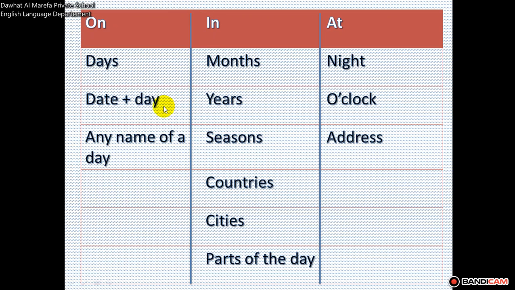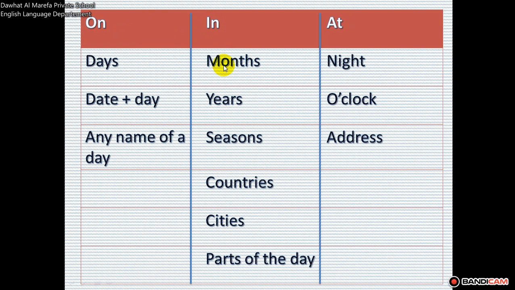Next we have this schedule or this table using on, in, at. So we use on with days or a date plus a day, or any name of a day like Christmas, Easter, whatever day, holiday, birthday. So any name of a day you use on.